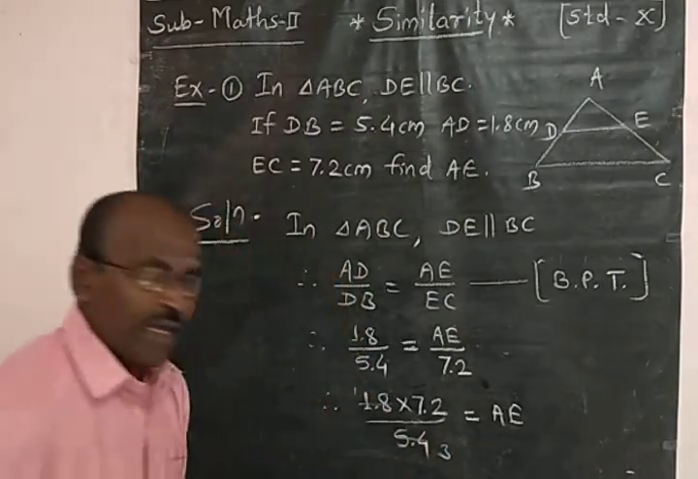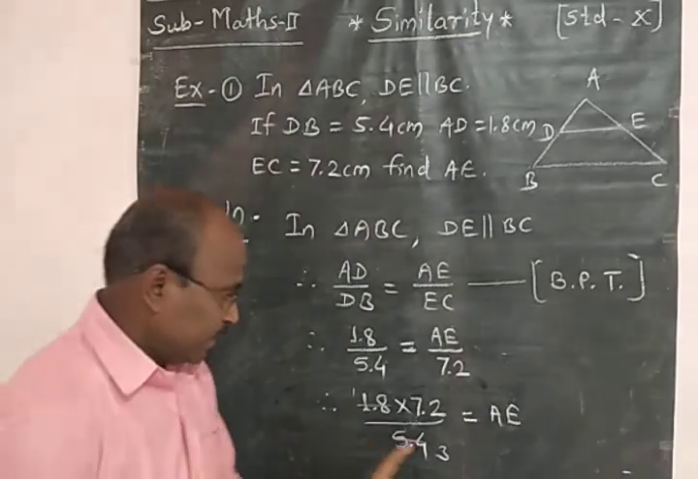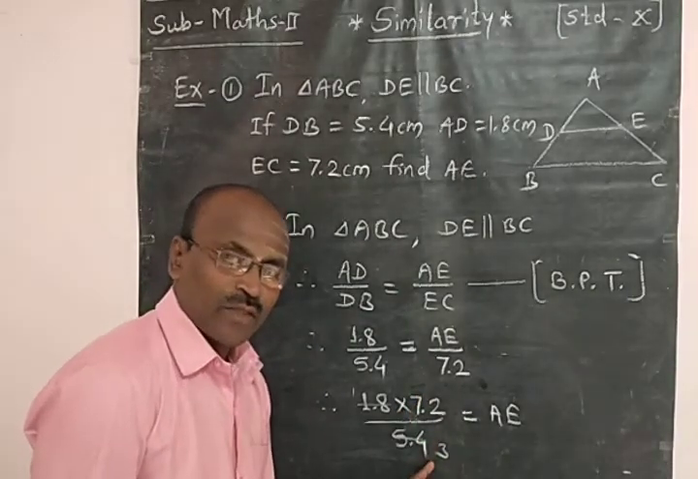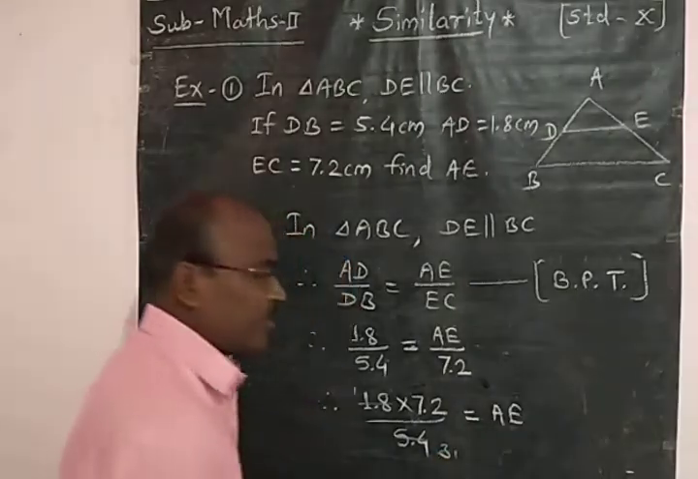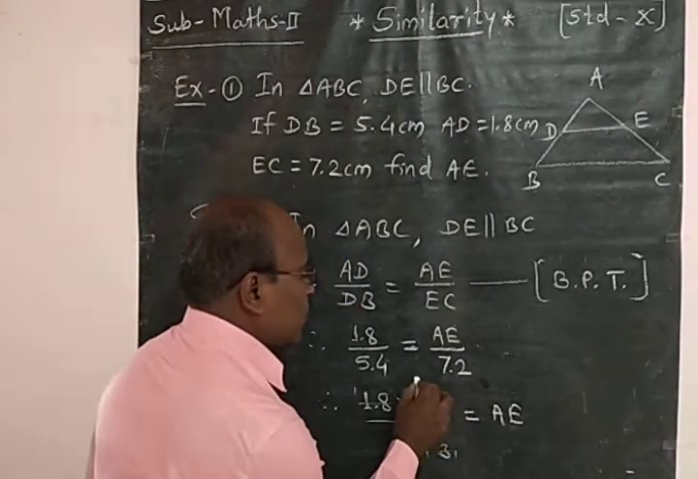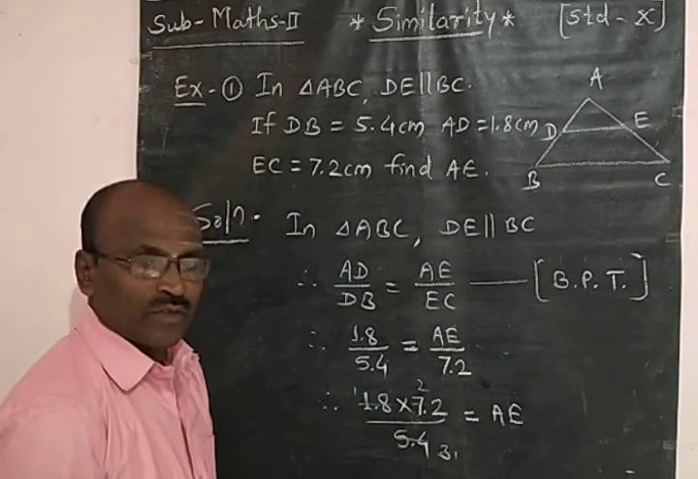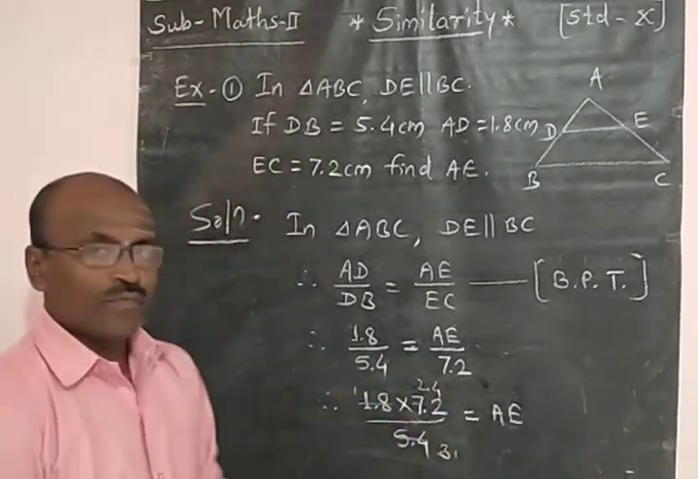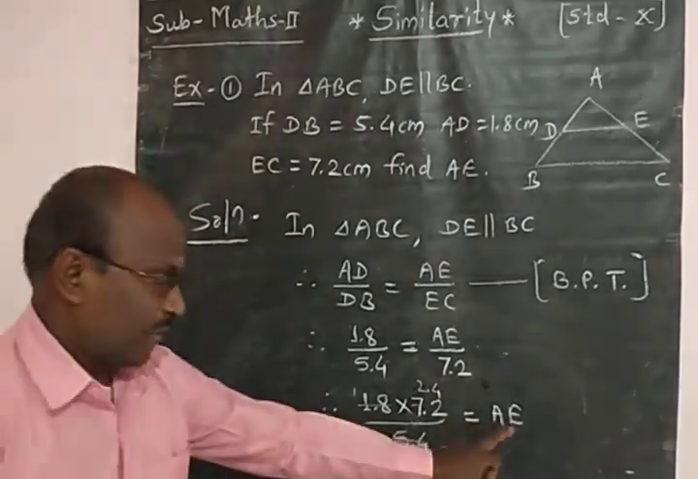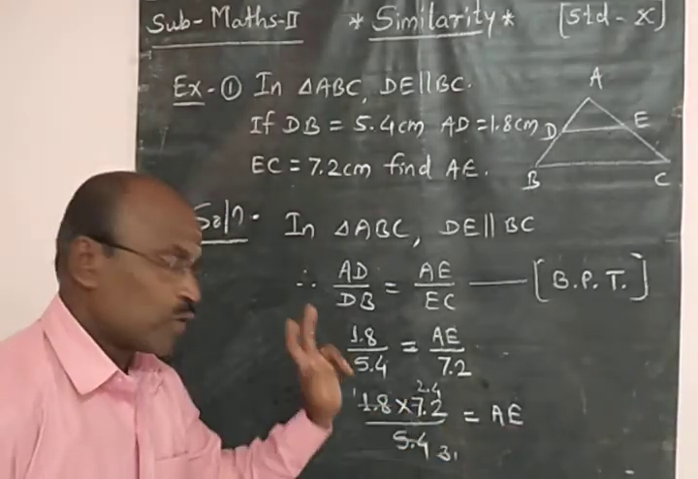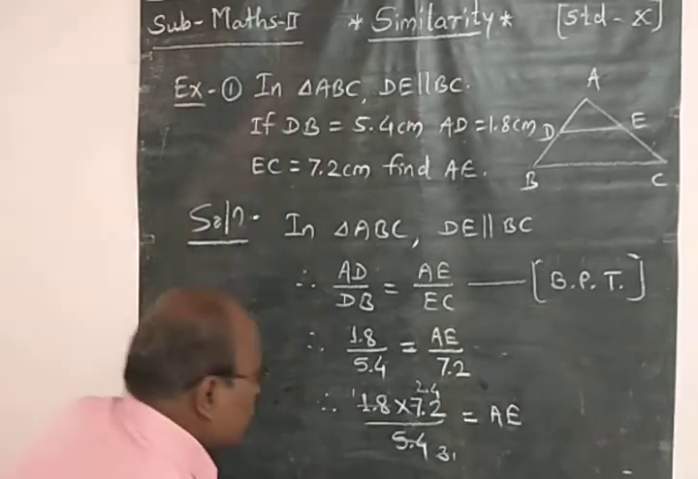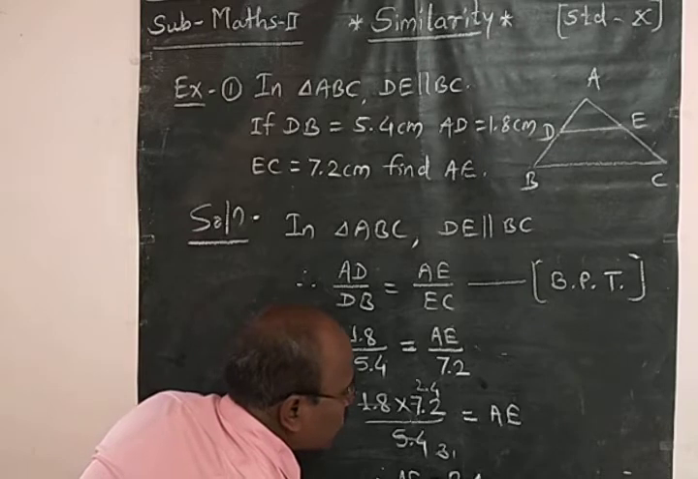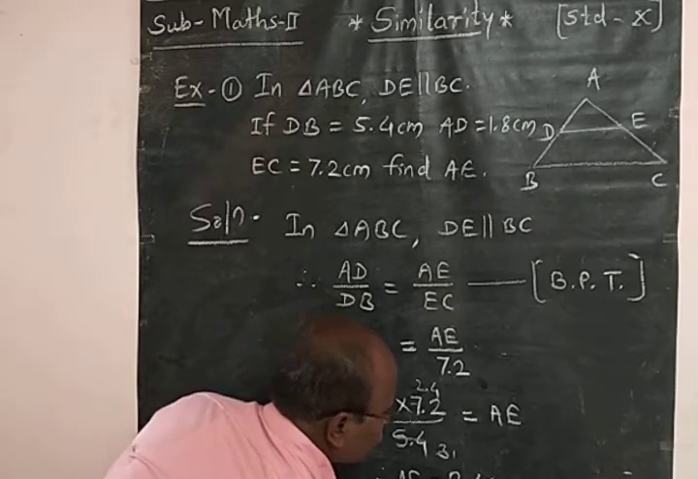Again we can divide 7.2 by 3. So 3 ones are 3, 3 twos are 6, point, 3 fours are 12. That means we will get AE is equal to 2.4 centimeter. So AE is equal to 2.4 centimeter.